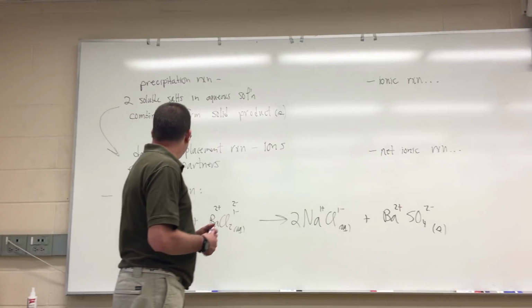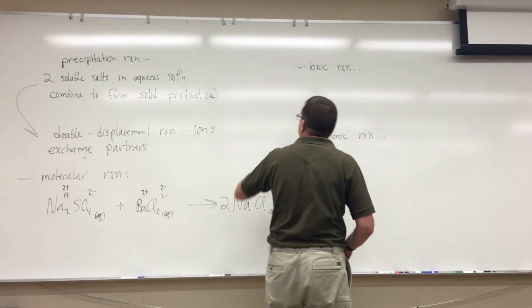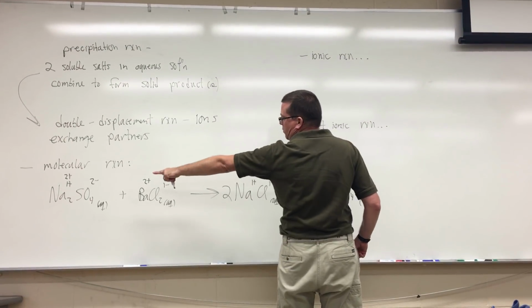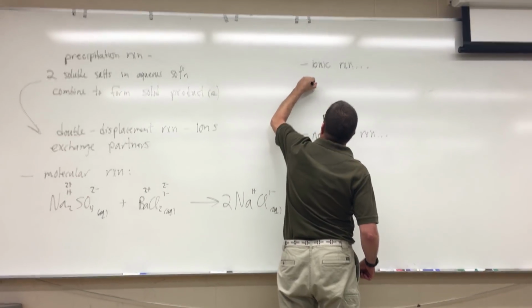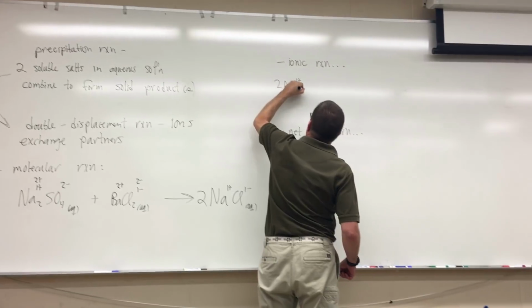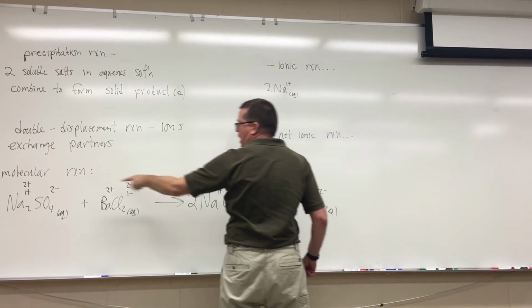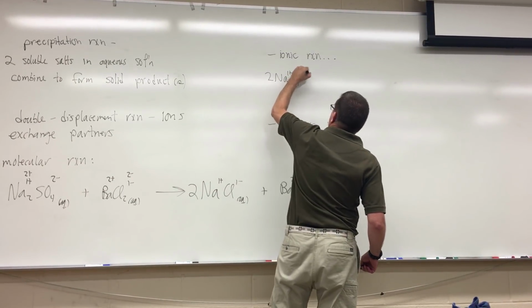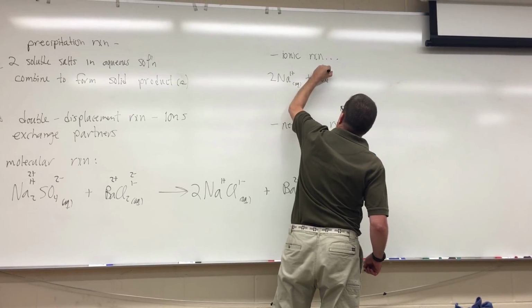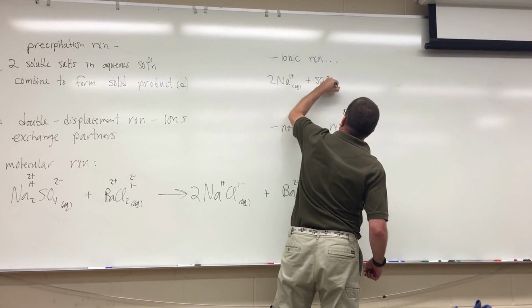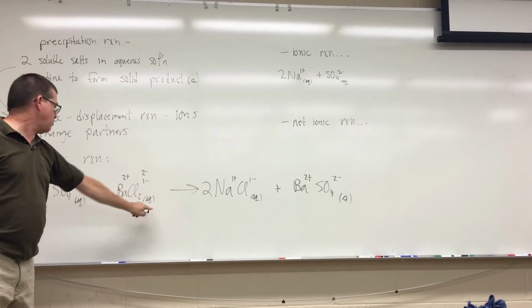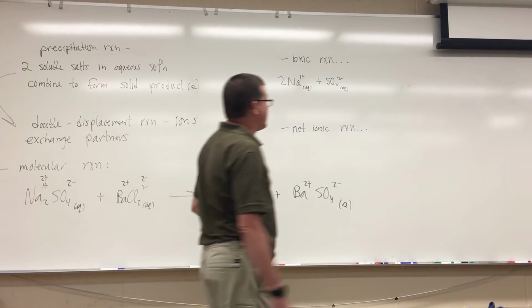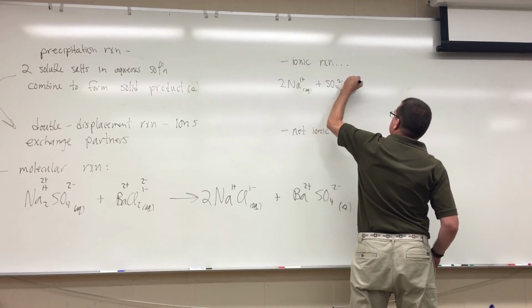So let's break sodium sulfate into its component ions. Per sodium sulfate coming apart, I'm going to get 2 sodium ions, so it's going to be 2Na1+ (aq). I'm going to get 1 sulfate out of that, also aqueous. Now I'm going to break up the barium chloride. I can do that because it's in aqueous solution. So I'm going to make a barium ion. Keep charges on these things.